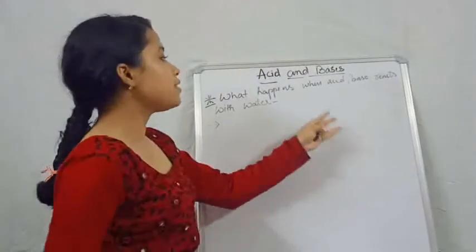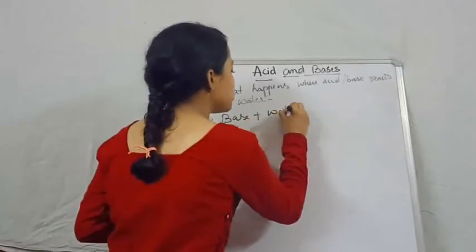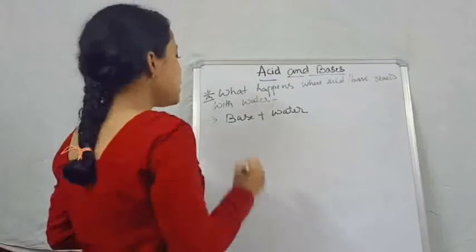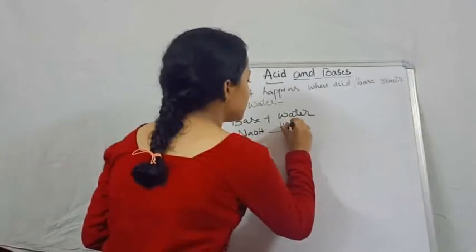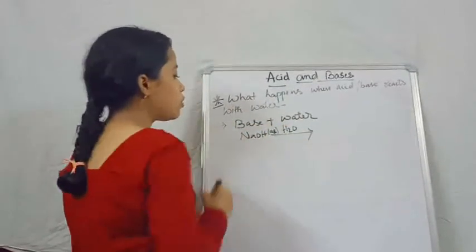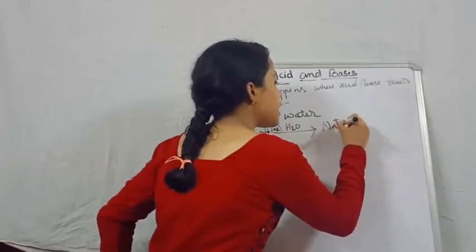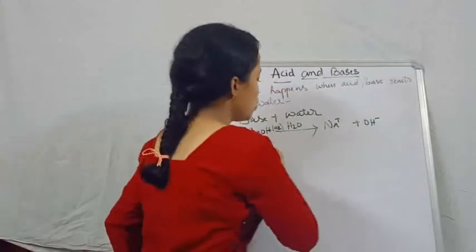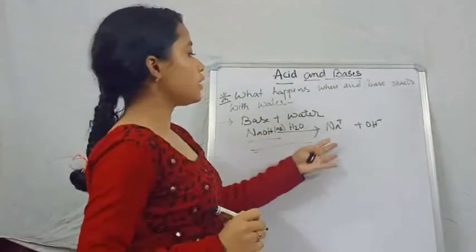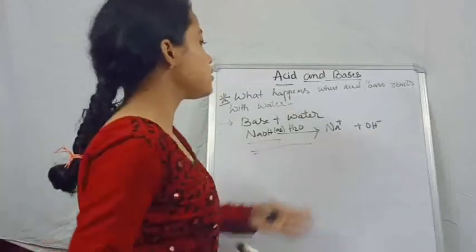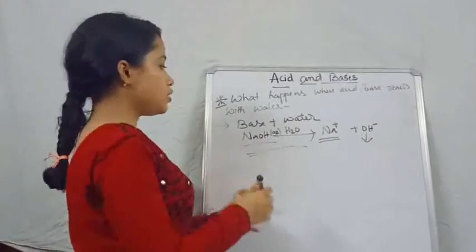Now we will be studying the reaction between a base plus water. What does it give us? Taking a base, suppose NaOH, and it reacts with water. NaOH will definitely be in aqueous solution. Now it reacts with water to liberate Na plus and OH minus. So this is a very simple equation. As you can see, NaOH reacts with water to liberate the hydroxide ion, and the metal ion is liberated into the solution.